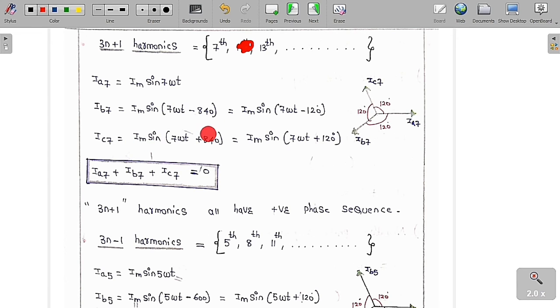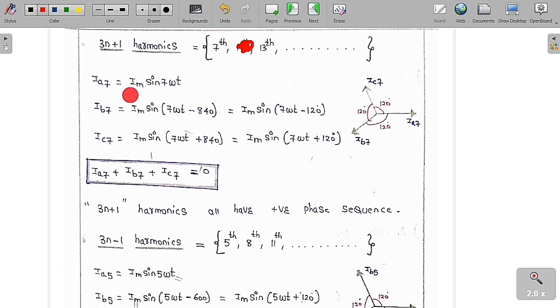Basically what I am trying to say, simply assume a phase sequence of A, B, C in the clockwise direction. Then I will see what the nature is. As I already told you, IA is equal to Im sin omega t, IB is equal to Im sin omega t minus 120 and IC is equal to Im sin omega t plus 120.